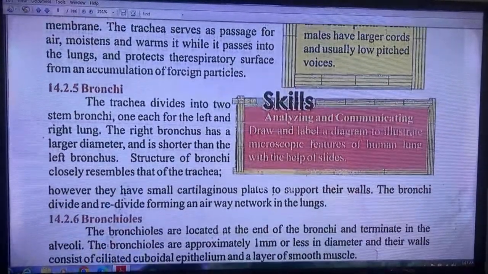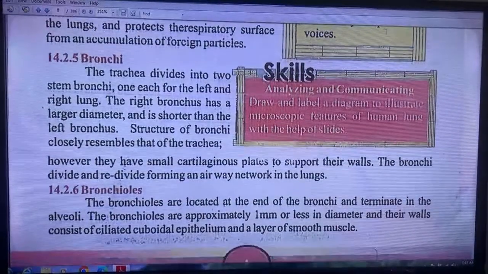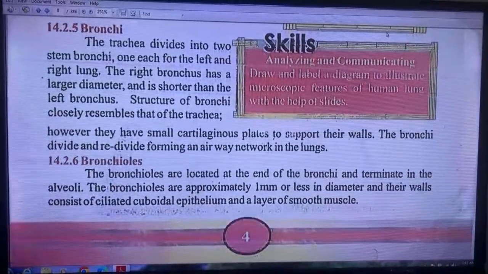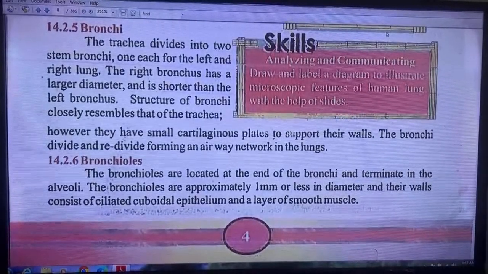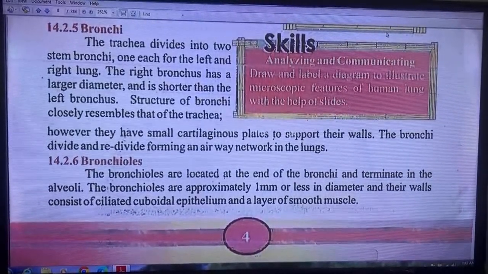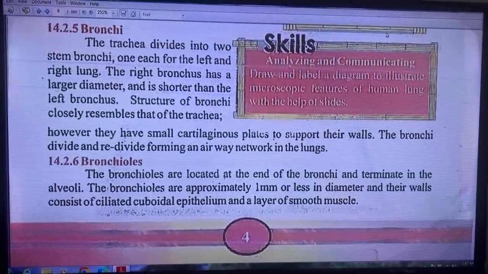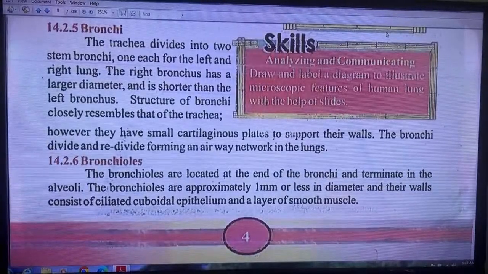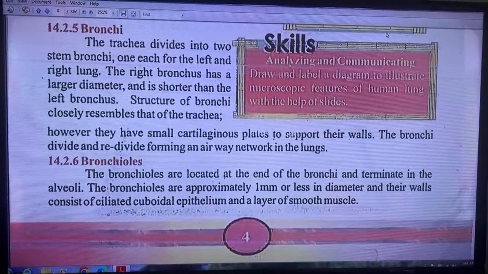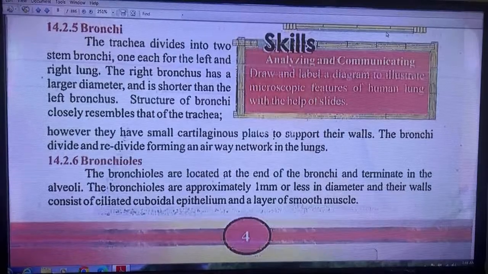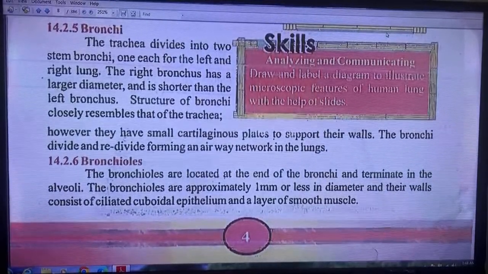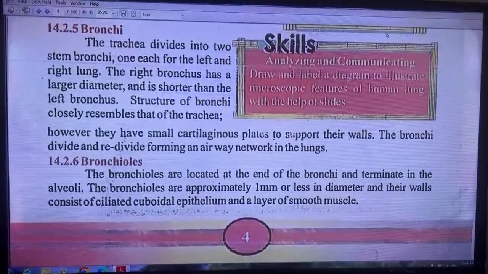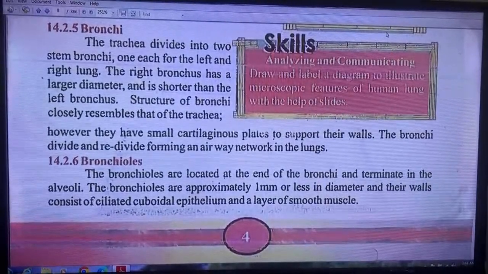Bronchi. The trachea divides into two stem bronchi, one each for the left and right lung. The right bronchus has a larger diameter and is shorter than the left bronchus. The structure of the bronchi closely resembles that of the trachea. However, they have small cartilaginous plates to support their walls. The bronchi divide and redivide, forming an airway network in the lungs.